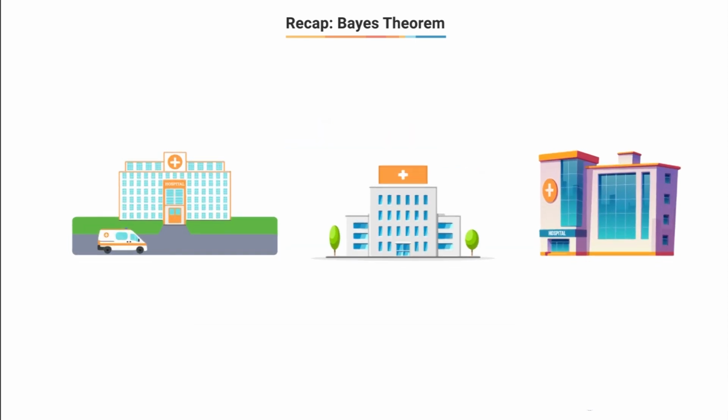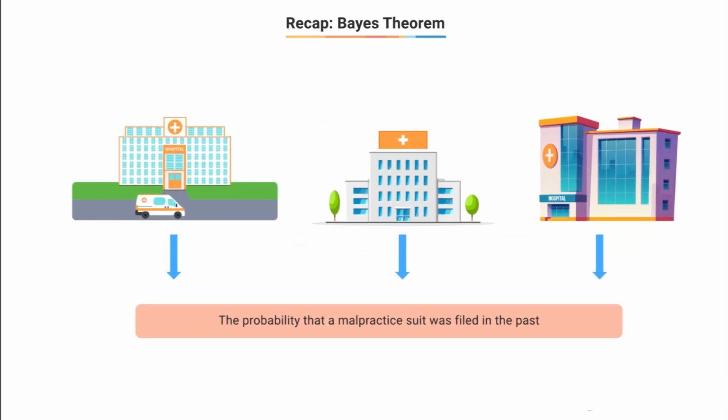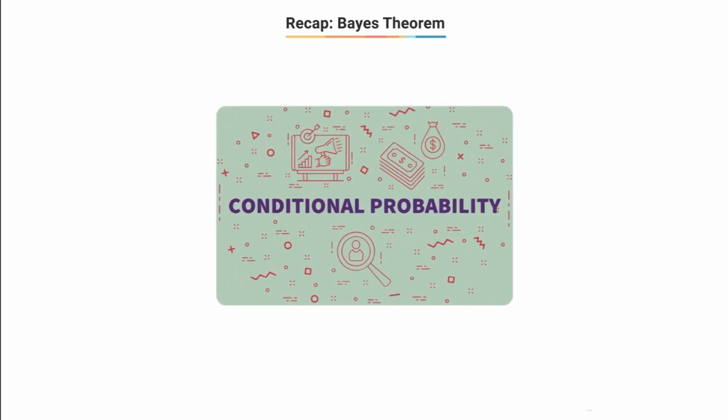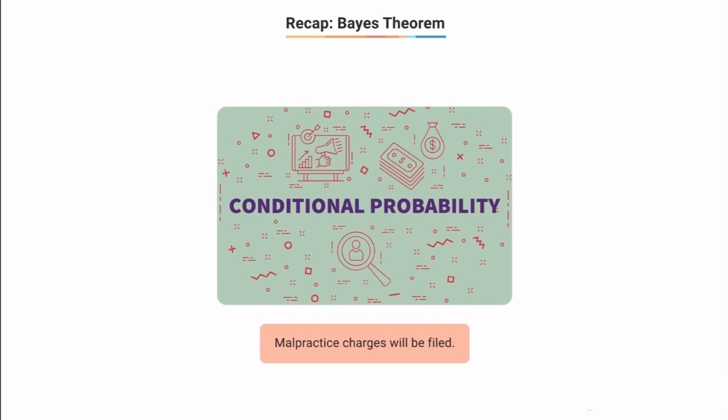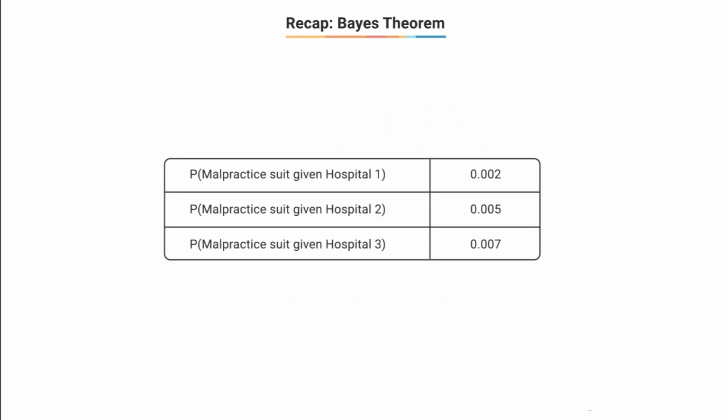Next, let us learn about the new information available to us. Let us say that the hospitals have shared the probability that a malpractice suit was filed against them in the past. This means that we have the conditional probability of a malpractice suit being filed given that the hospital is known to us. For example, in the table provided here, the probability that the malpractice suit is filed given it is hospital 1 is 0.002. The probability that the malpractice suit is filed given it is hospital 2 is 0.005, and the probability that a malpractice suit is filed given it is hospital 3 is 0.007.